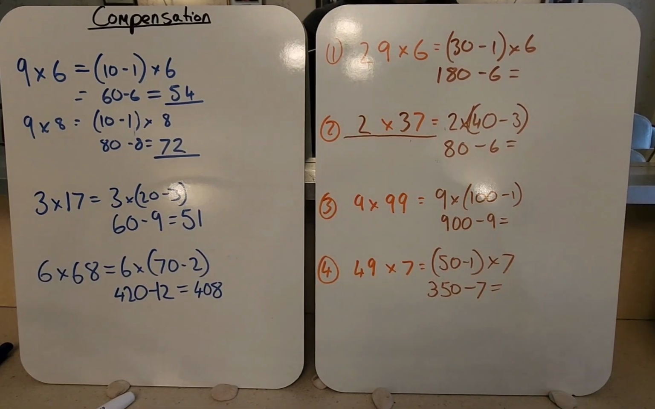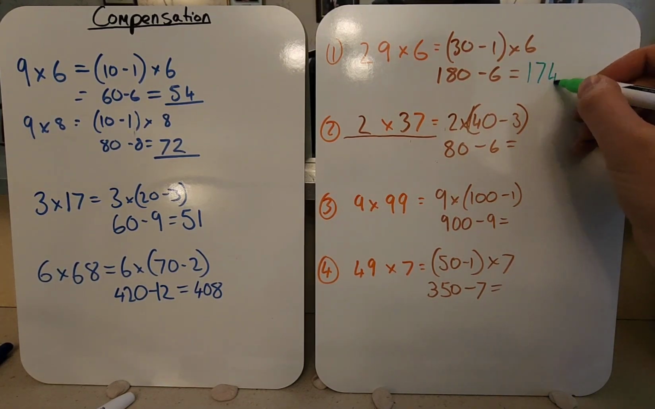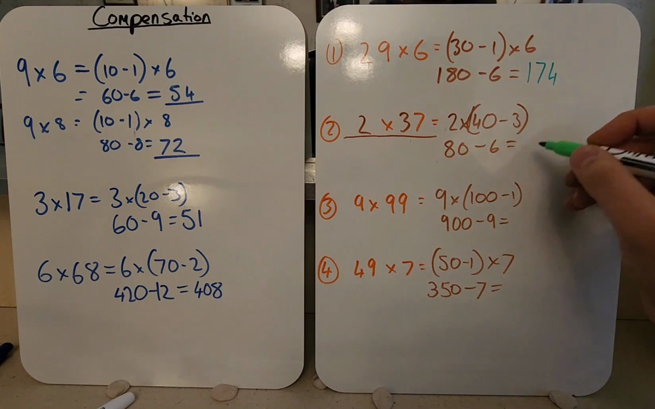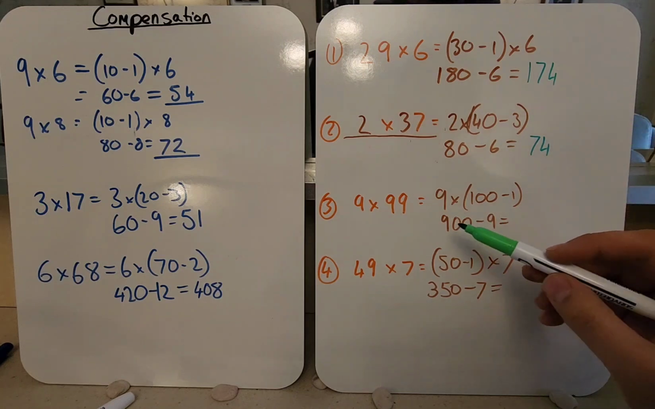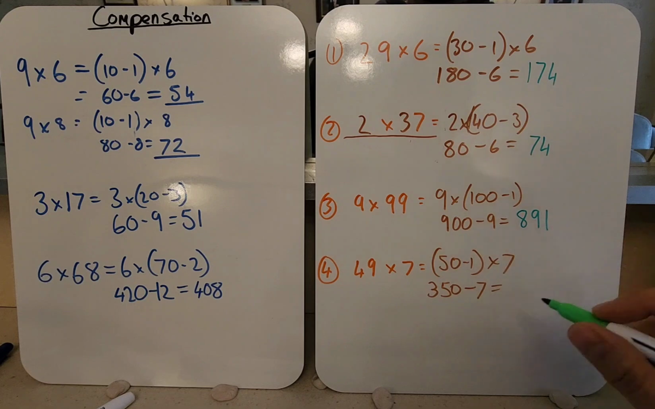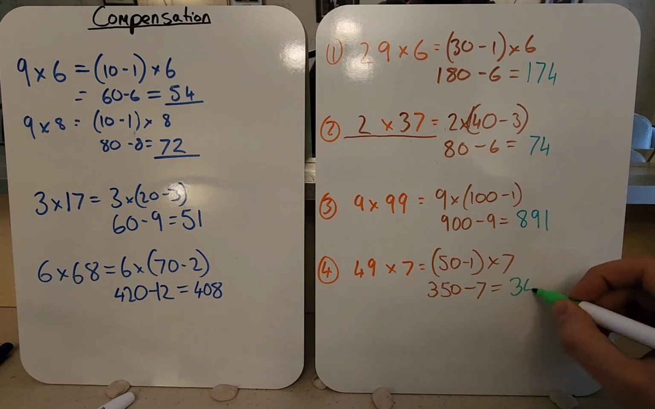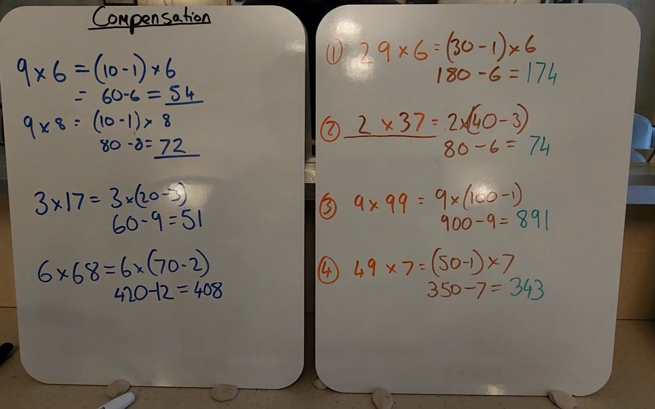So here's how I break it down and calculated it. Hopefully we are ready for some answers. 180 minus 6 is going to be 174. 80 minus 6 is going to be 74. It's just a coincidence. 900 minus 9 is going to be 891. 350 minus 7 is going to be 343. There we go. Let's move on to our next method.